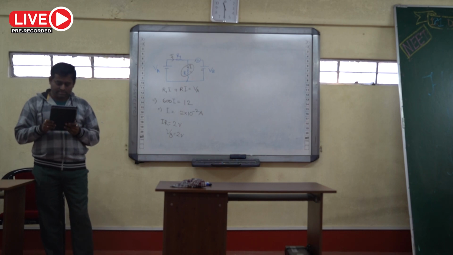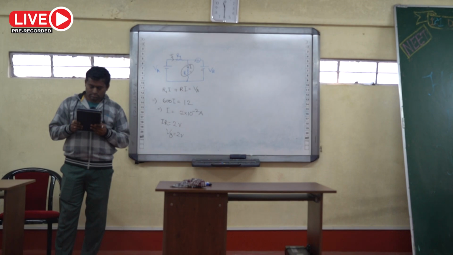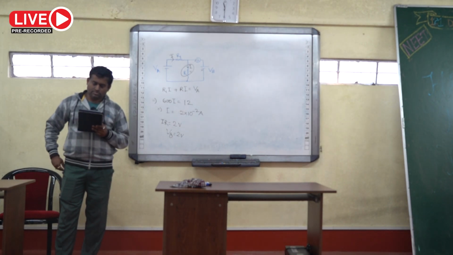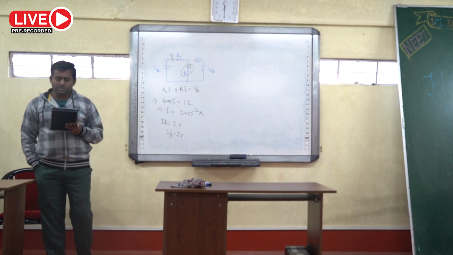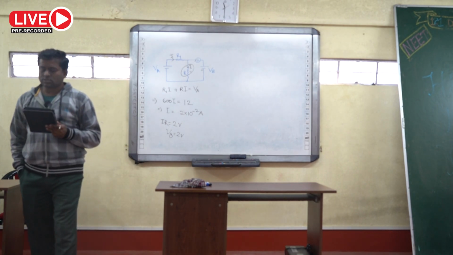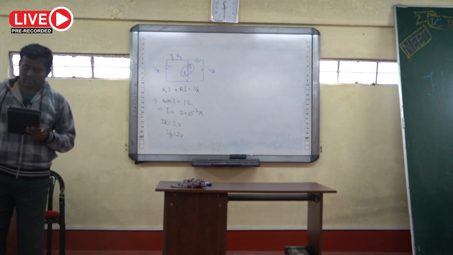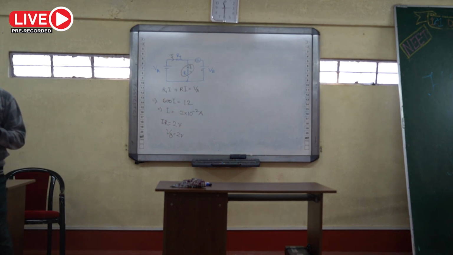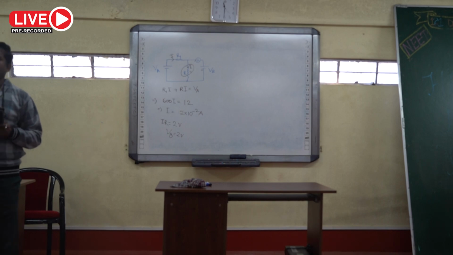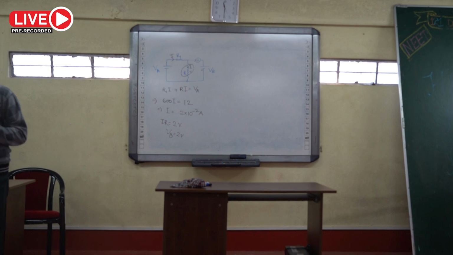Question number 36. The resistances of the four arms P, Q, R and S of a Wheatstone bridge are 10 ohm, 30 ohm, 30 ohm and 90 ohm.